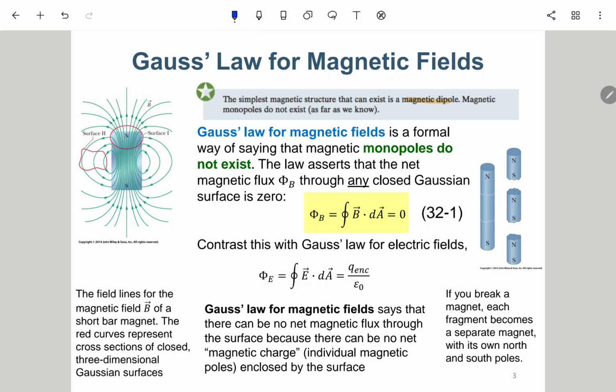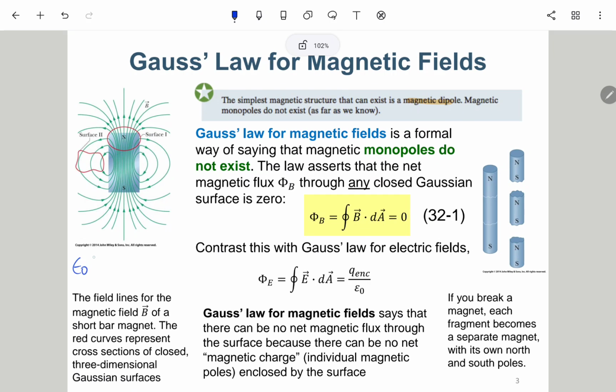At that time the Gauss law for E field is something like this: epsilon naught times the integration of E dot dA equals Q enclosed. Or you can write it as epsilon naught phi E. When you try to change a formula for the E field to B field, you try to find the corresponding variables. You change phi E into phi B, and then you change epsilon naught into 1 over mu naught.